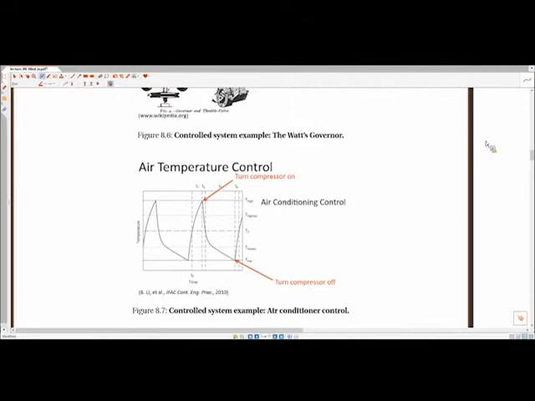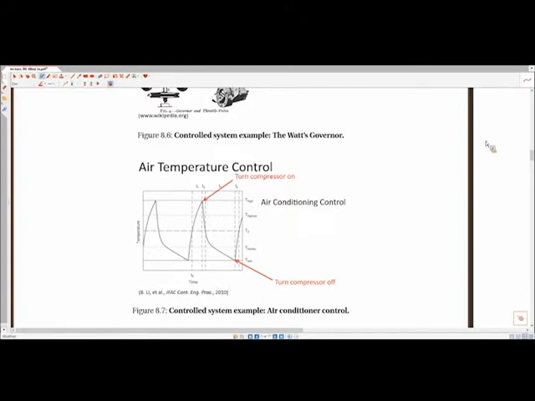But the main idea behind, say, an air conditioning system is that you're continually monitoring the temperature with some sort of thermometer. If the temperature gets too high, you turn the compressor in your air conditioner on. That cools the room. If it gets too low, then you turn the compressor off. Then the temperature of the room heats up. Right? So very, very simple controllers.